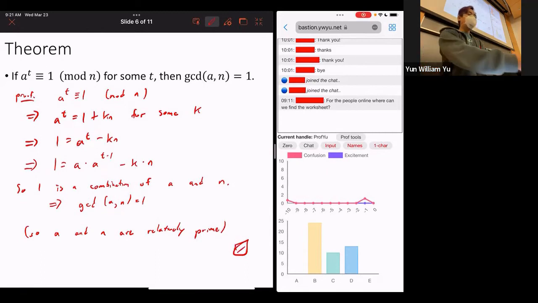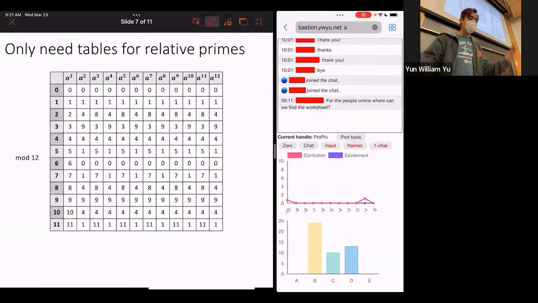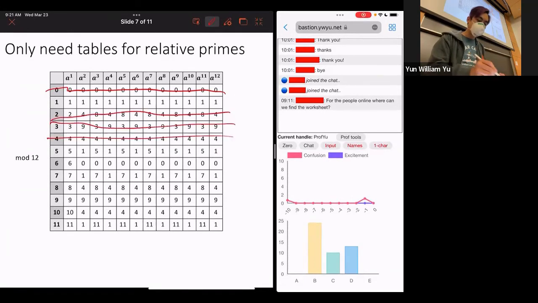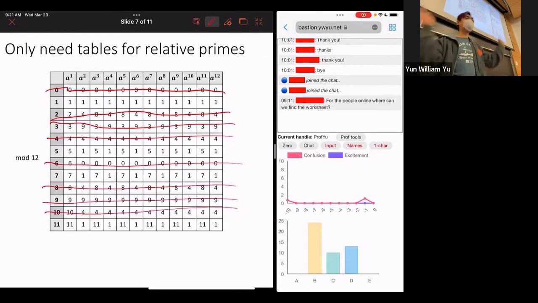And so why does this matter? This matters because in the big table that we had a moment ago, that means that we don't need to worry about anything that's not relatively prime. So that means we don't have to worry about that row. We don't need to worry about this row, this row, this row, this row, this row, 9 or 10. So we can just cross out all those rows. We don't even have to generate them. So we don't even have to write them out because the A's there aren't relatively prime.